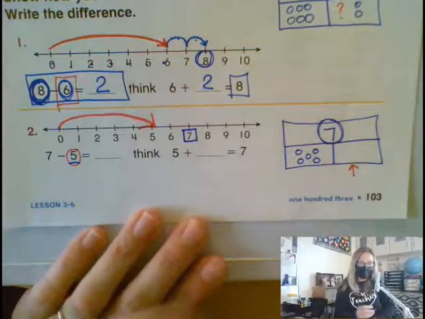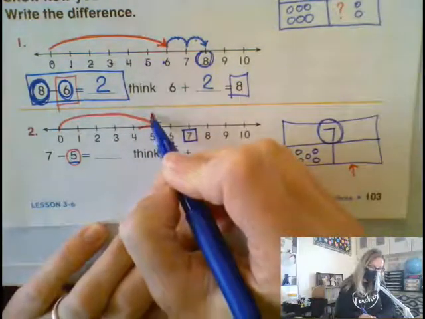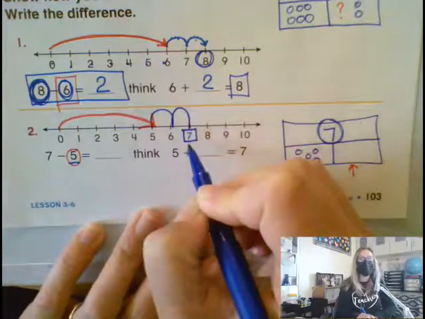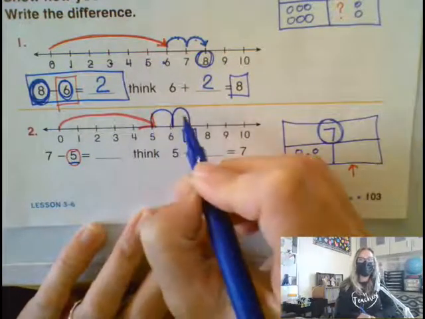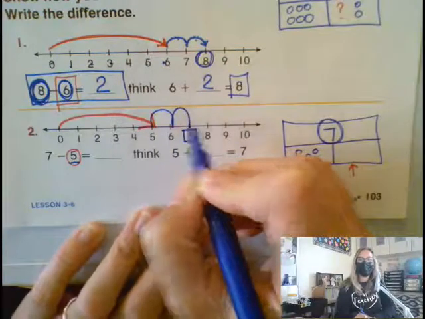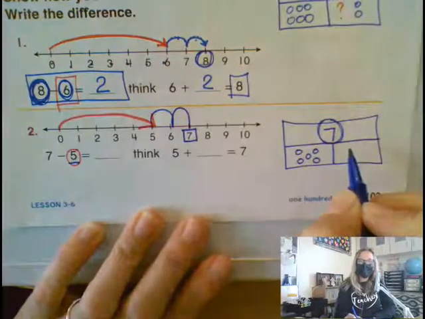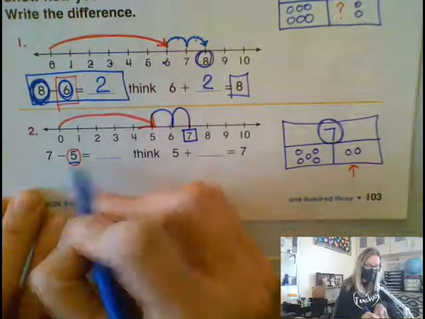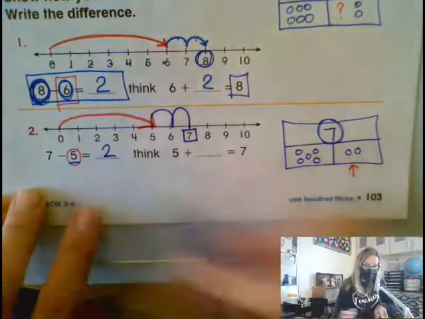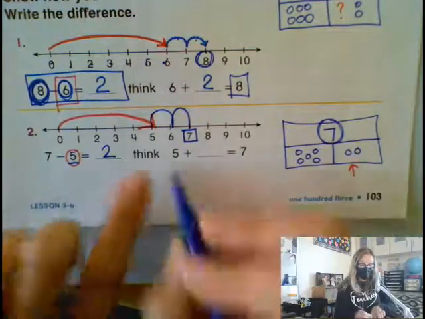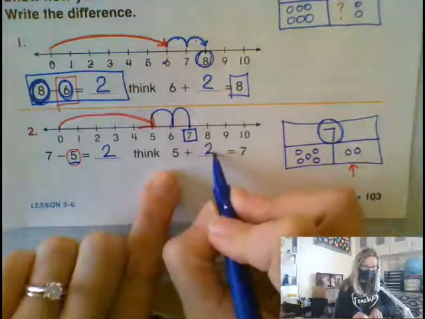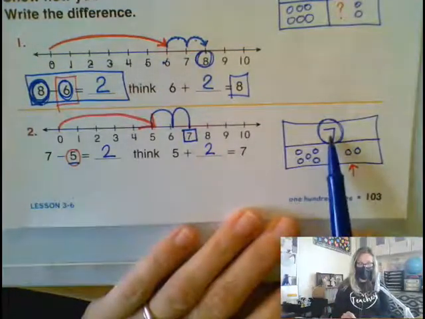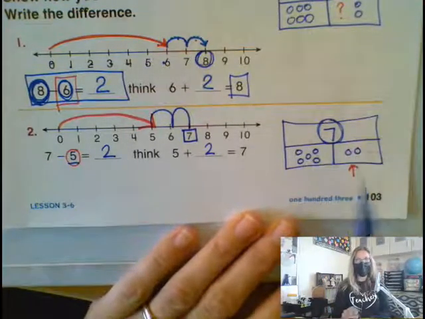Okay? So from 5, let's go. Ribbit 1, ribbit 2. Now I made it to 7. Johnny, how many jumps did I take? 2. So what's my other part? 2. 1, 2. So 7 take away 5 equals 2. And that works because 5 plus 2 equals 7. Part, whole, part. Okay?